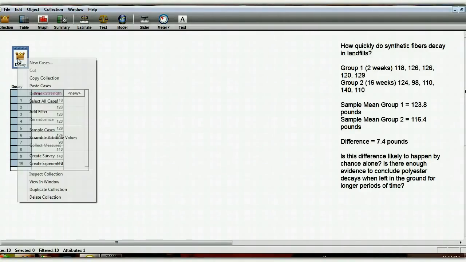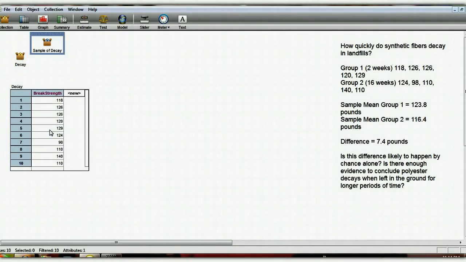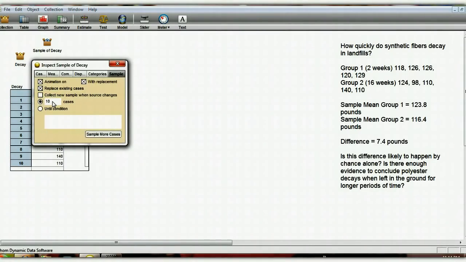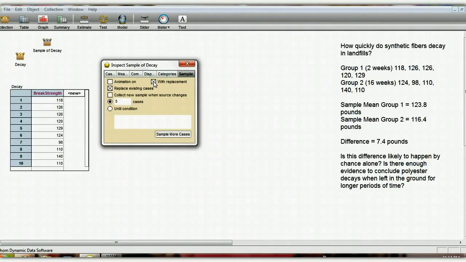I'm going to right click here on Decay, and I'm going to say sample cases. But I don't want to sample 10 cases because I don't want to sample all 10 of the items that we have here. We only want to sample 5, and we want to do this without replacement. Once we've drawn one, we don't want to put it back in the pile. We don't want to necessarily draw it twice.